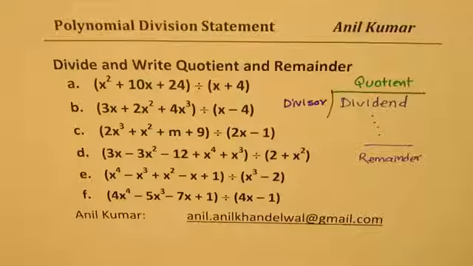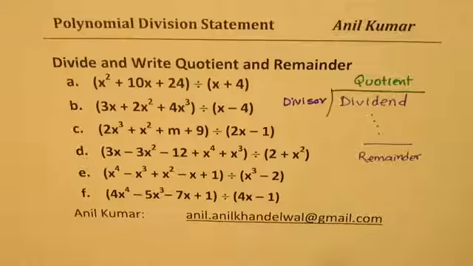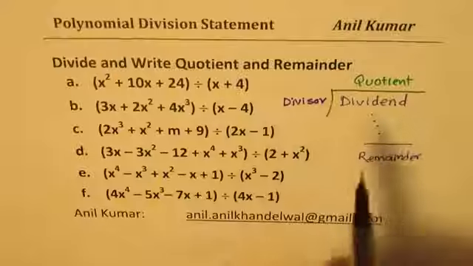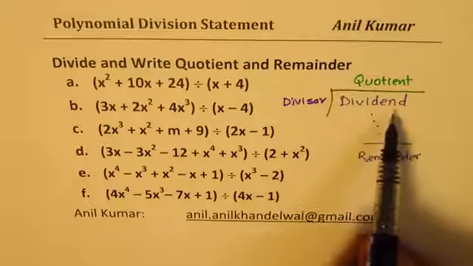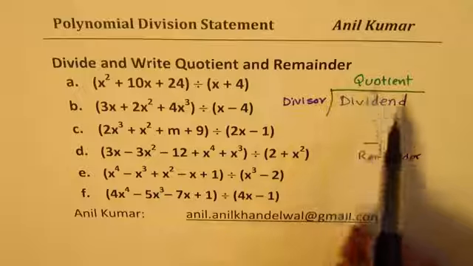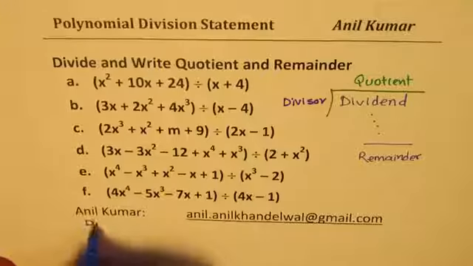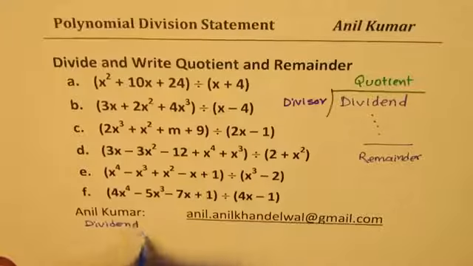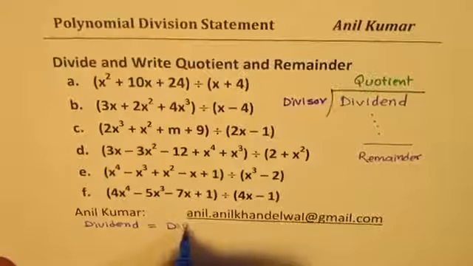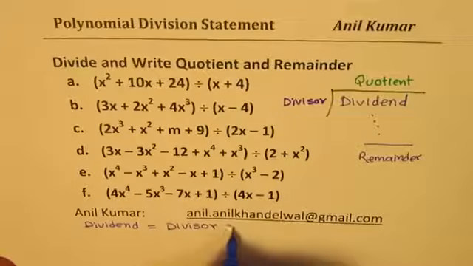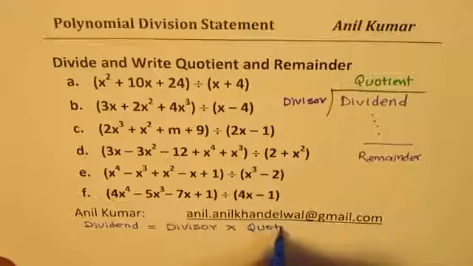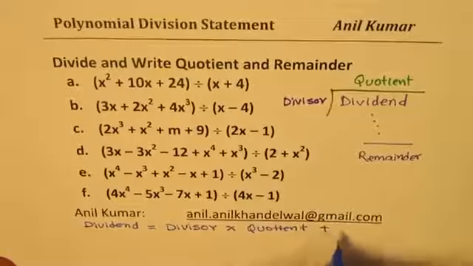And when you divide, we may like to write a division statement also. So the division statement could be written in two different forms. The most common is that the dividend basically is equal to divisor times quotient plus remainder. So let me write down the division statement here as dividend is equal to divisor times quotient plus remainder.